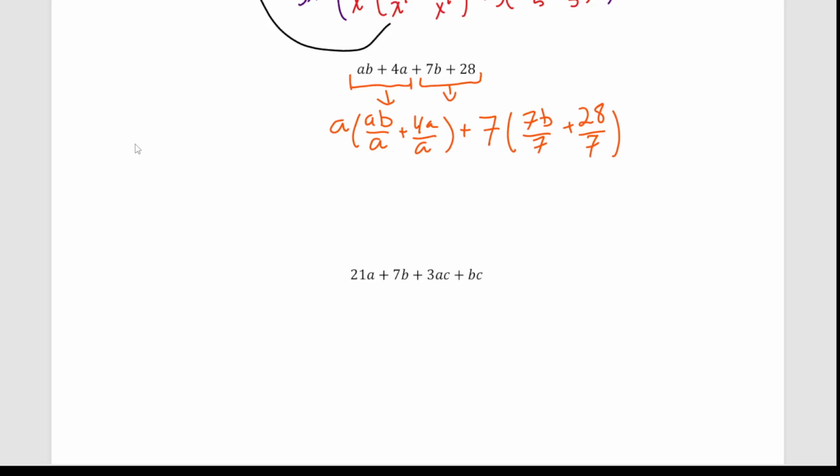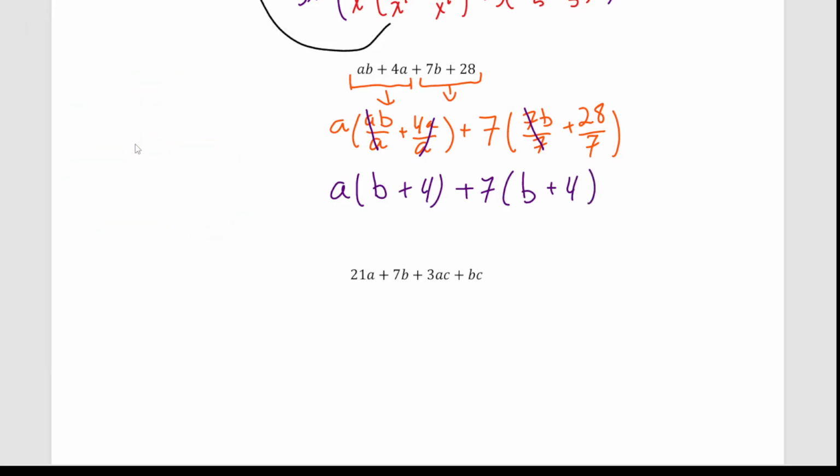So for this problem, if we're going to keep on going, we want to simplify those parentheses. So a divided by a is going to leave you with a b there. 4a divided by a is going to leave you with a 4 there. Drop down the a. For the next set of parentheses, 7 divided by 7 is going to leave you with a b there. 28 divided by 7 is going to leave you with a 4.